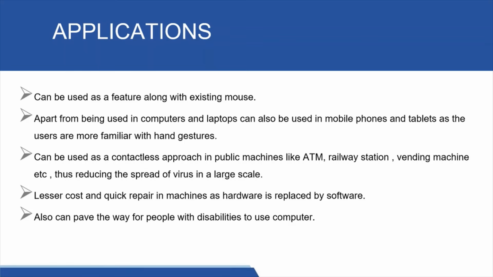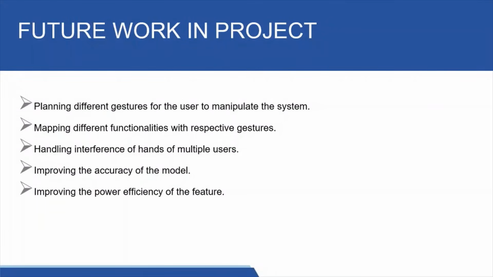That prevents diseases and viruses from transmitting. We are also replacing hardware with the help of software, and people with disabilities can also use computers. These are some of the applications that I gave. Better have 5 points. It's good. And the final one, future work in the project, a really important thing. Have 4 or 5 points.